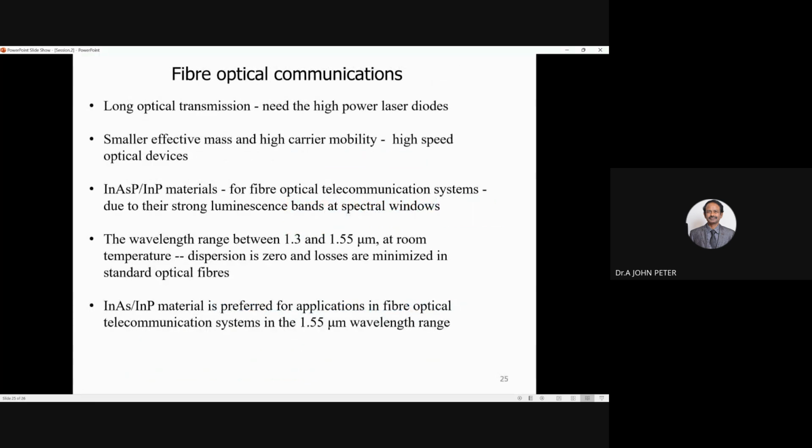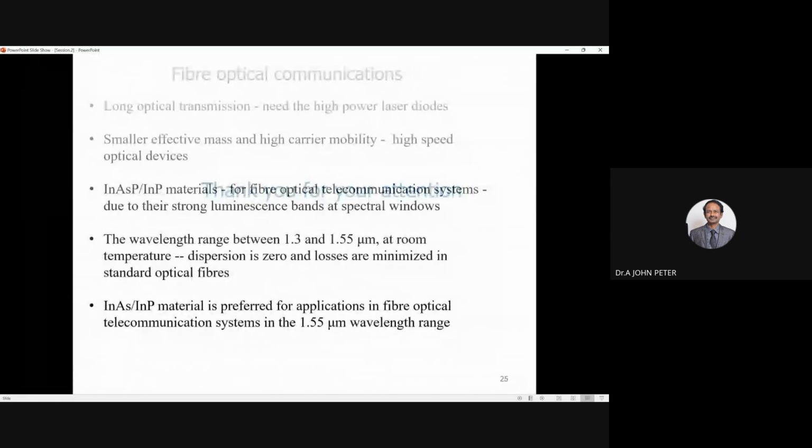In fiber optic communications, the minimum loss, as I said, is at 1.3 and 1.55 micron. Materials used are indium arsenide and indium phosphide. They are used in the range of 1.55 micron for fiber optical telecommunications. And also it has high mobility, high speed optical devices. Okay, everywhere it is used.